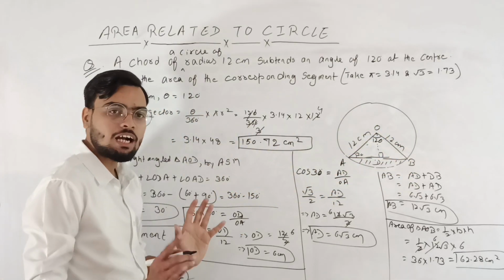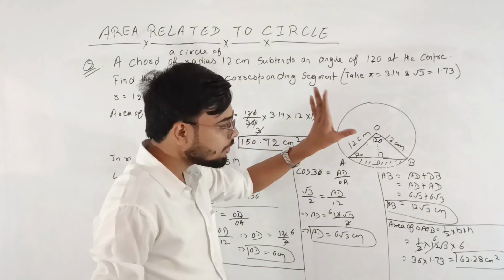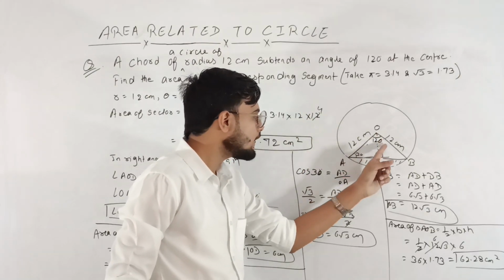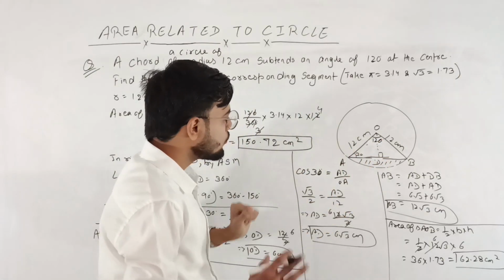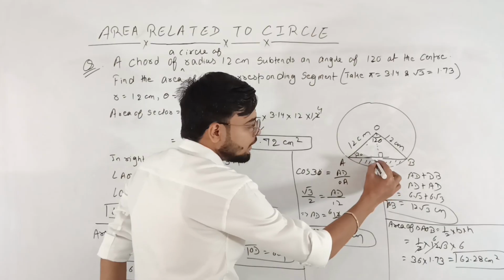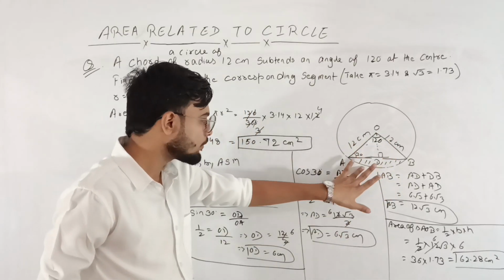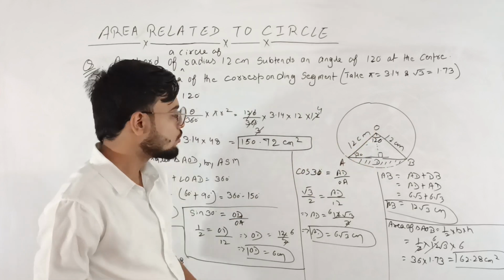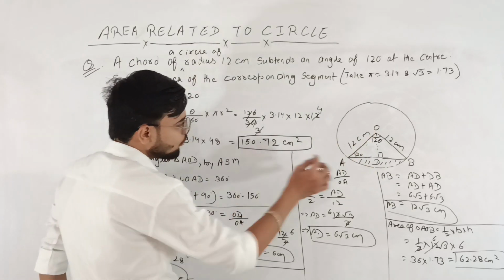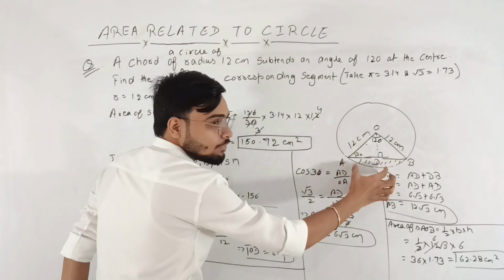So now in this triangle, area is half into base into height. So for this triangle, base is AB and height is OD. Okay, so I don't have the length of AB and also I don't have the length of OD. So first I have to find the length of OD, then length of AB, then I find the area of triangle AOB. So for this, now look here, this OD is the perpendicular bisector of AB.